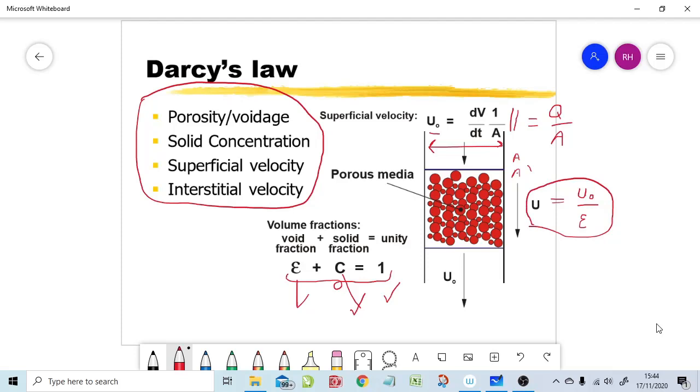So there is this simple relation between the interstitial velocity and the superficial velocity. It's simply U0, the superficial velocity, divided by the voidage, or epsilon. And then of course when the fluid comes out of the porous media again, as described just here, the velocity will be the same as what it was superficially, so U0 exists below just here.